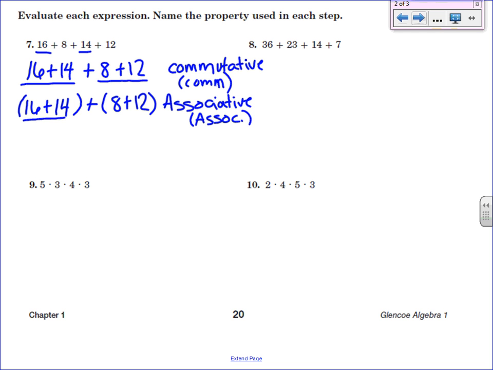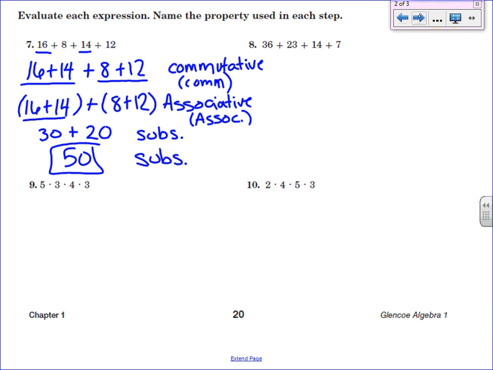Then I'm going to do it. 16 plus 14 is 30. 8 plus 12 is 20. And those are just substitutions. And then the last one, 30 plus 20 is 50. Remember, we're doing this mental math, so we should not have calculators to do it. The whole point is to be able to do it in your head quickly.